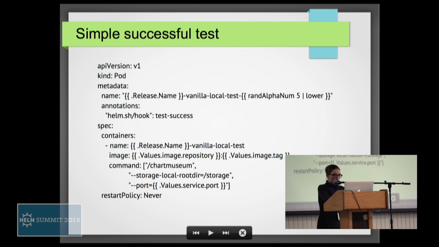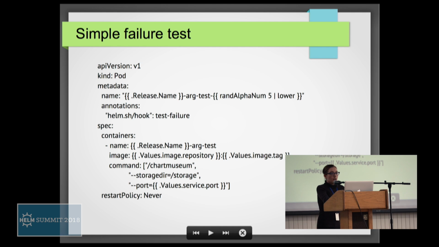So it's pretty straightforward. The other kind of test that Helm supports is a failure test. This, of course, expects the container to exit with not 0. And what I did here is I just changed my command. I had a typo in my flag, so this will fail because the ChartMuseum image does not recognize this flag.